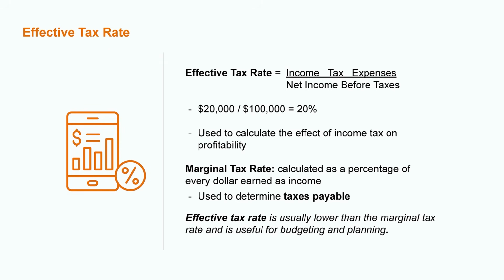This rate is different than their marginal tax rate, which is the amount of additional tax paid for every additional dollar earned as income, and is the actual rate used to determine taxes payable. The effective tax rate will typically be lower than the marginal tax rate, since this reflects the amount of tax expected to be paid once certain allowable tax deductions and credits are taken into account. As a result, the effective tax rate is a good indicator that can be used by a company for planning and budgeting purposes in the future.